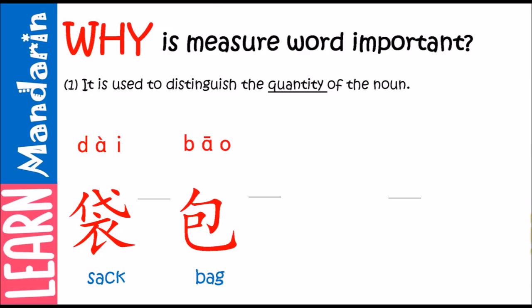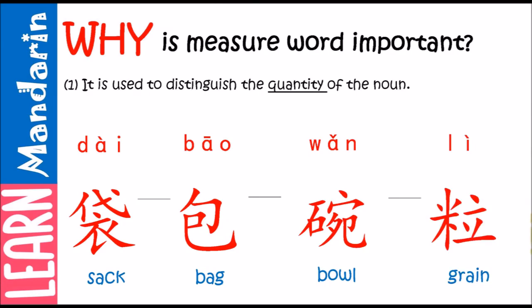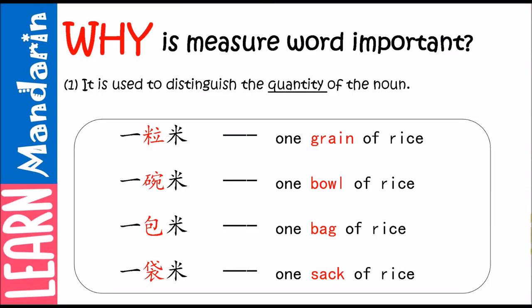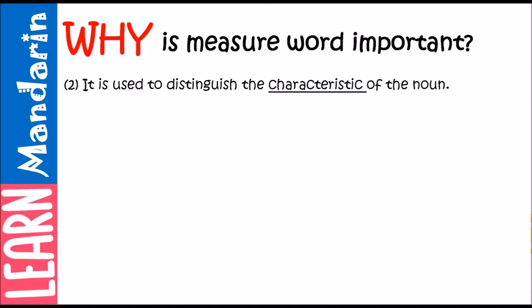袋, 包, 碗, and 粒 are all measure words that are used for rice or mi. The quantity of the noun they are referring to is different from each other. Measure words do not only distinguish the quantity of the noun, but they also distinguish the characteristic of the noun.